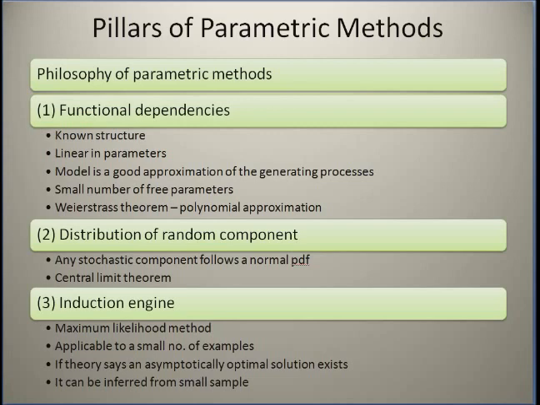These are the 3 pillars. They are the 3 foundational components of the philosophy behind parametric approaches. The first one is, of course, the functional dependency. That is, the researcher or the statistician has a good understanding of the underlying functionality of the observations. That is, what produces the observation, how the observations are produced from hidden variables or the underlying physical processes. And also he has a good understanding of the stochastic components of the models, that is, the probabilistic models.